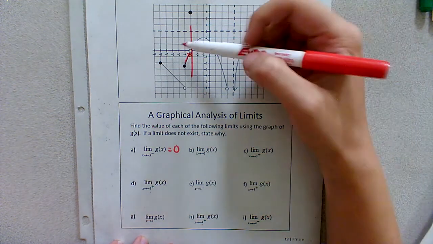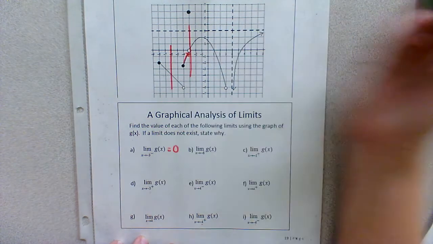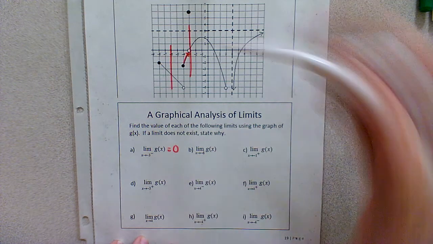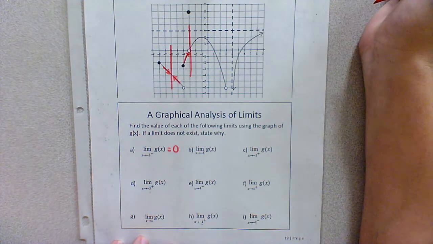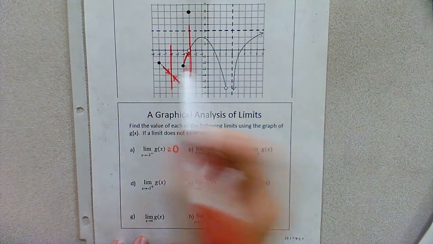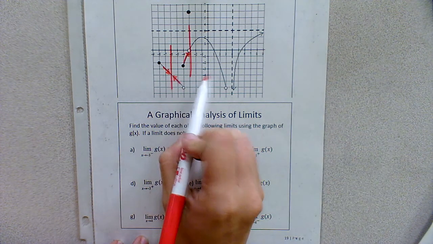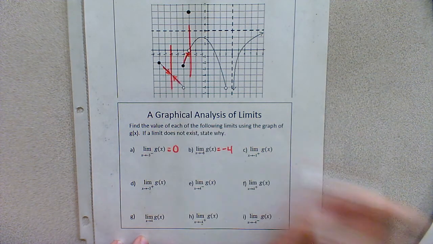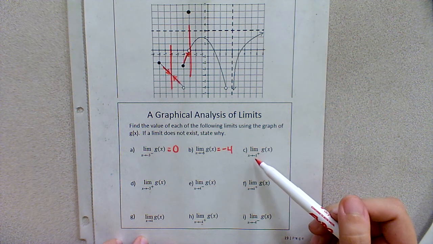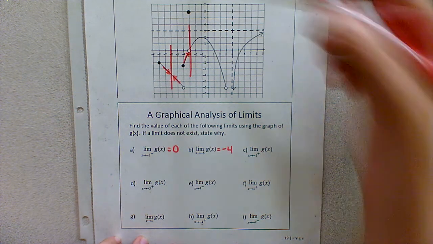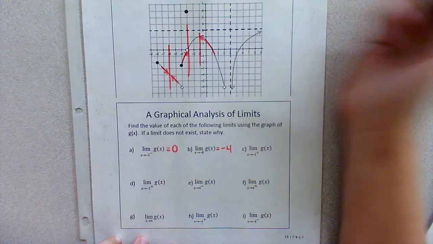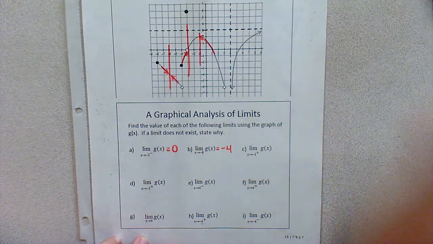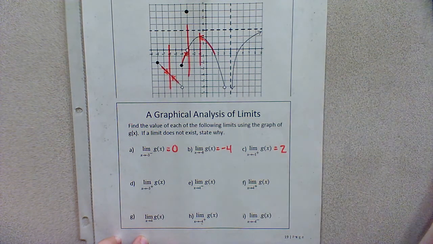Checking out B, we're going to approach -6 from both sides because that's an overall limit. So trace the left, trace the right. It looks like the arrows would eventually meet, and that would happen at a height of -4. Checking out the next one, we want to trace from the right-hand side of -1. So it looks like our graph is approaching a height of 2.